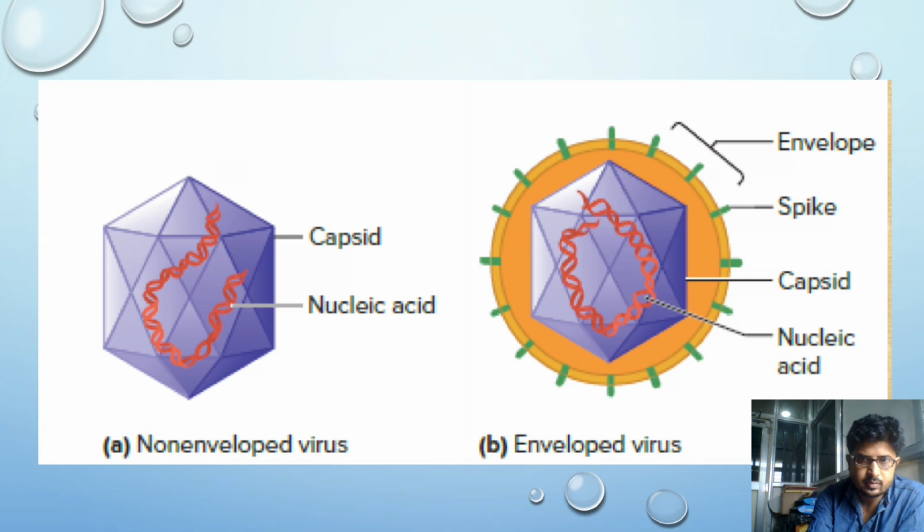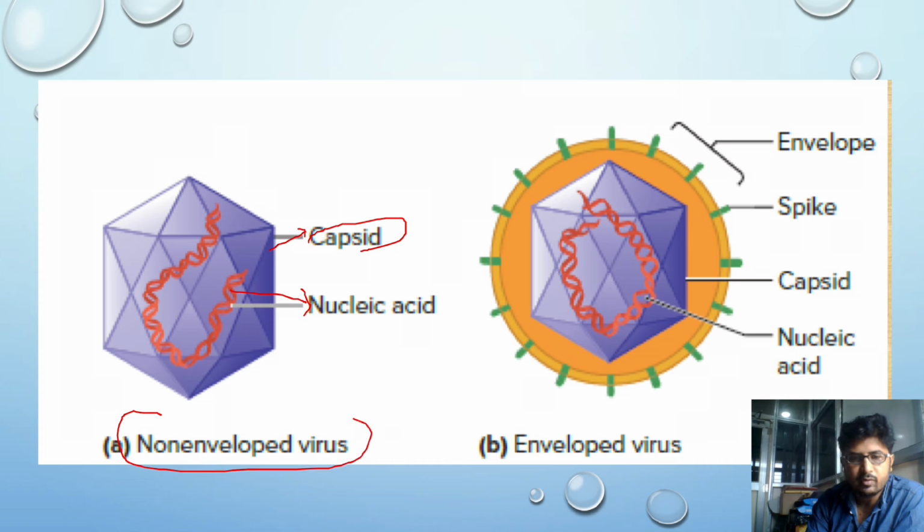Let's see this. Here you'll see that this is a non-enveloped virus, right? There is no such structure outside the capsid. This is the capsid, the purple one is the capsid structure. This red one is the nucleic acid. It may be DNA or RNA, right? Here it is double stranded, so I suppose this is a DNA. Now this is called a non-enveloped virus, right?